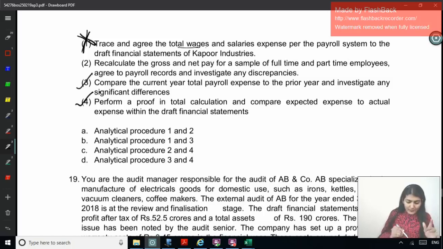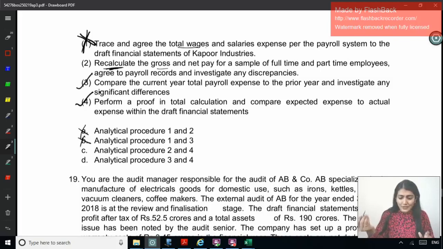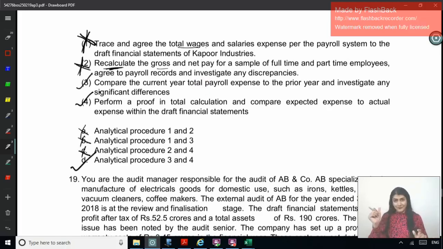So once one is out, that means A and B is out. Then after that, what is the second one now? Recalculate the gross and net pay for a sample of full-time and part-time employees, agree to payroll records and investigate any discrepancy. I don't think this is an analytical procedure. You're not performing an analytical procedure. That is why 2 is also out. So 2 goes out and the final answer over here is D.